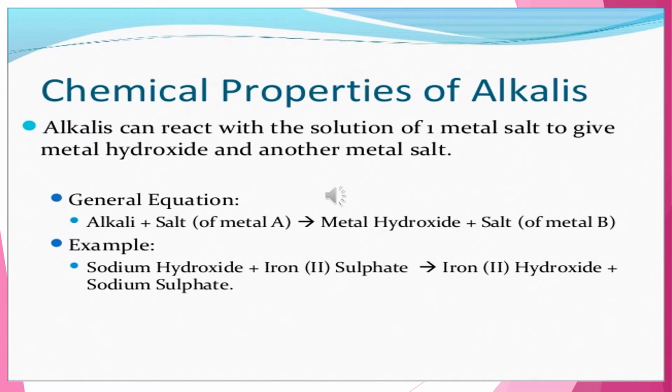Chemical properties of alkalis. Alkalis can react with the solution of a metal salt to give a metal hydroxide and another metal salt. General equation: alkali plus salt of metal A produces metal hydroxide plus salt of metal B. For example, sodium hydroxide plus iron sulfate produces iron hydroxide plus sodium sulfate.